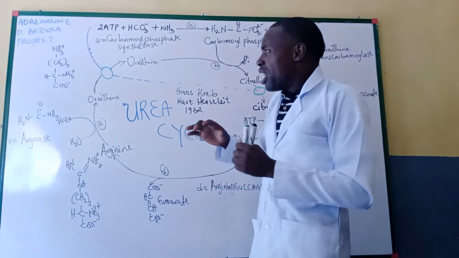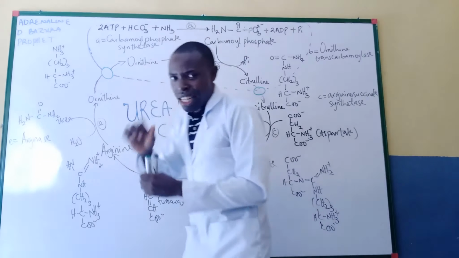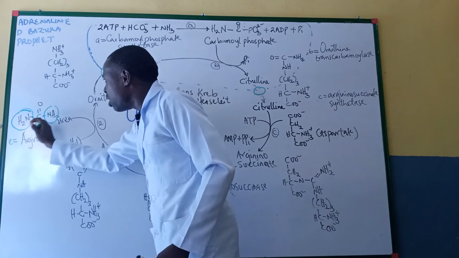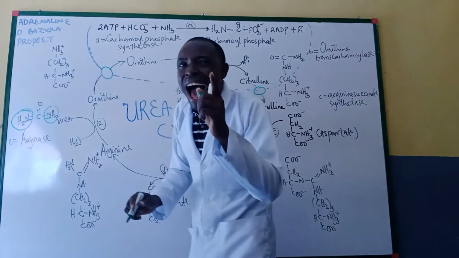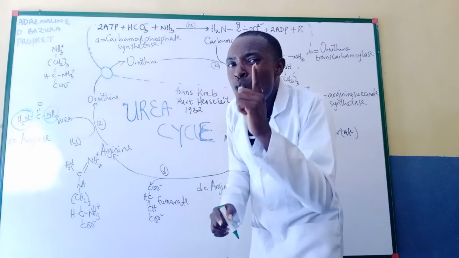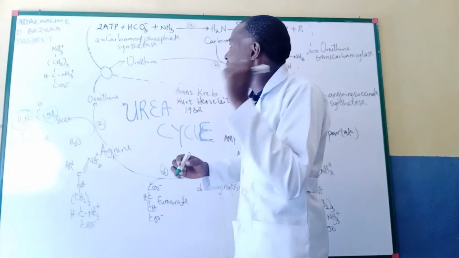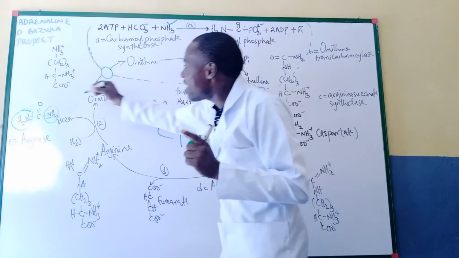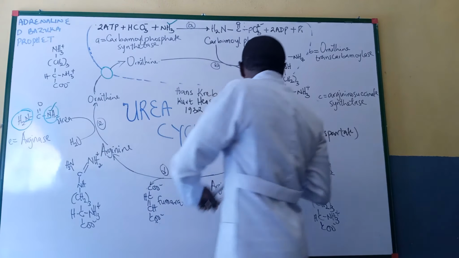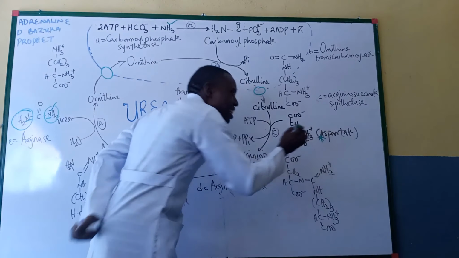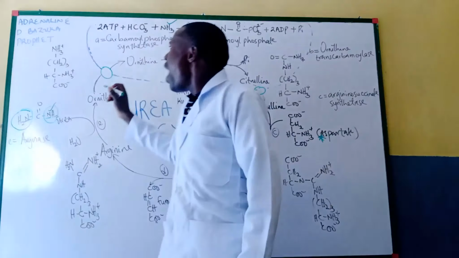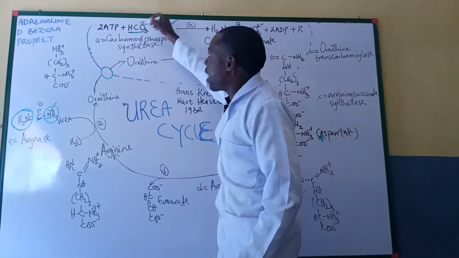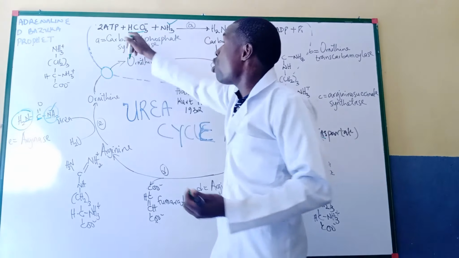Now take note, in a quick breakdown of the urea, these two nitrogens that you are seeing here are coming from two important substances. The first nitrogen is coming from ammonia, while the second nitrogen is coming from this aspartate. Please take note, while this carbon is coming from bicarbonate, call it bicarbonate or CO2.